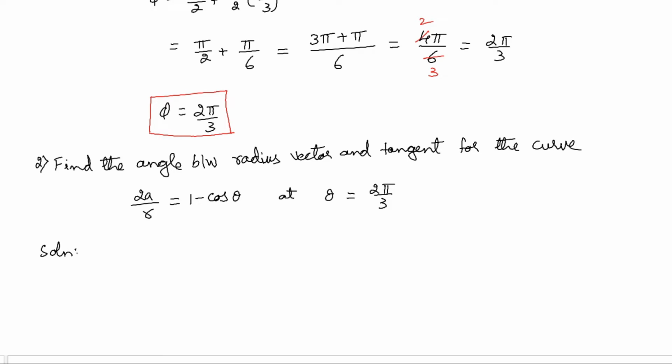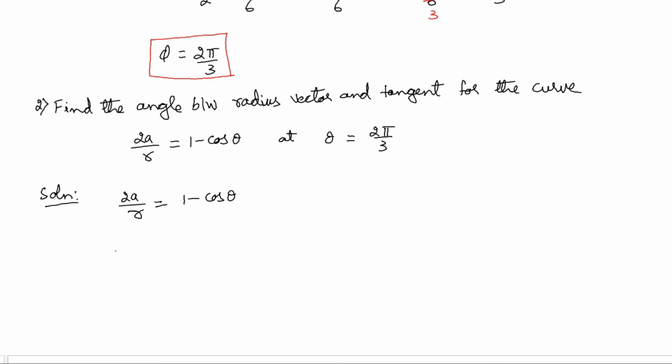So we have the curve 2a by r is equal to 1 minus cos theta. So we'll take log on both the sides. So we'll be getting log of 2a by r is equal to log of 1 minus cos theta. Using the properties of logarithm, this is in the form of log m by n, which can be written in the form of log m minus log n.